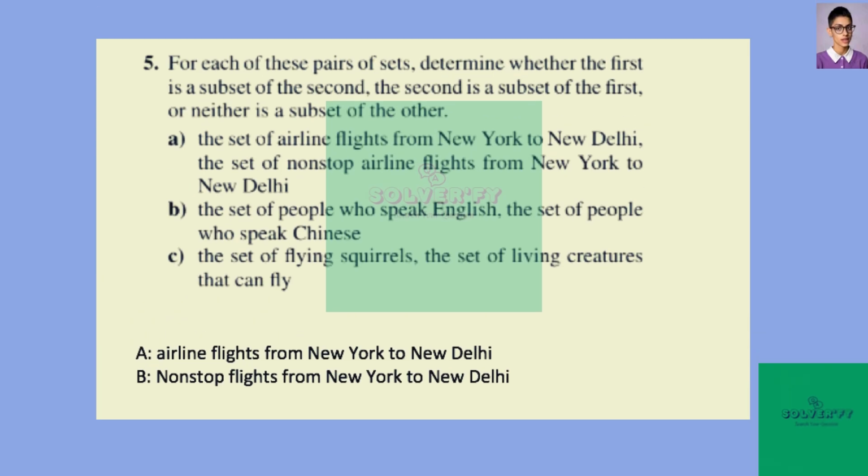Okay, this question is focusing on subsets. And it says for each of these pairs of sets, determine whether the first is a subset of the second, the second is a subset of the first, or neither is a subset of the other. And then we have three pairs of sets. So let's start with the first one down here.